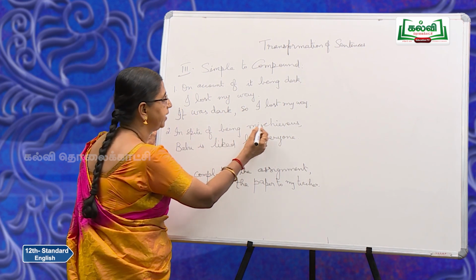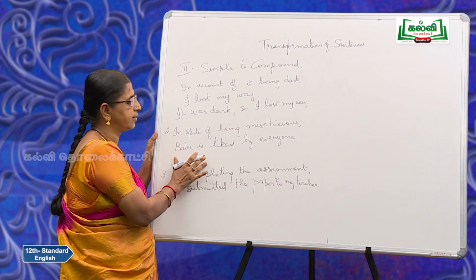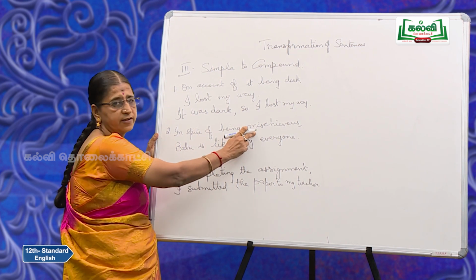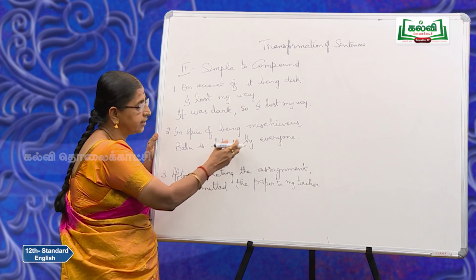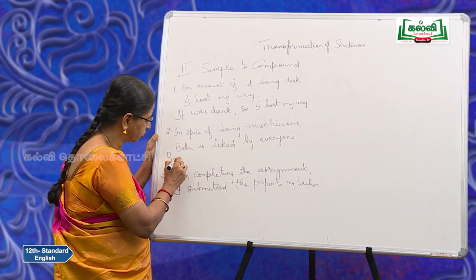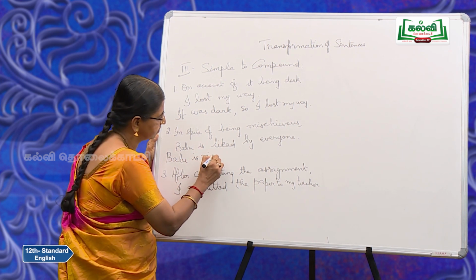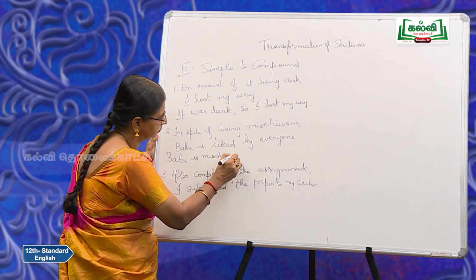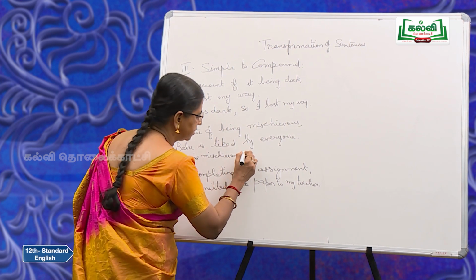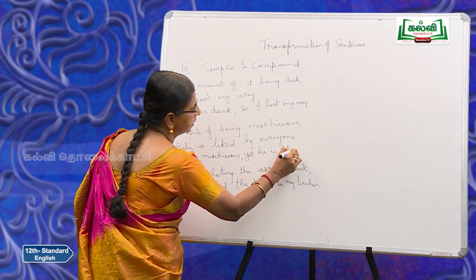In spite of being mischievous, Babu is liked by everyone. What is the meaning of the sentence? This boy is mischievous. Still or but or yet he is liked by everyone. So, just bring out the meaning, expand the meaning, that is all. Explain it and you get the answer. Babu is mischievous, still or yet he is liked by everyone.